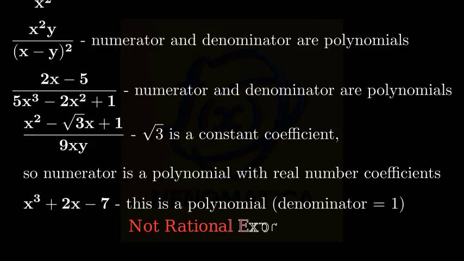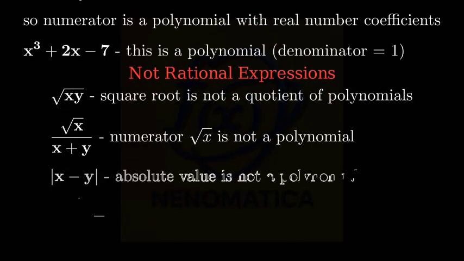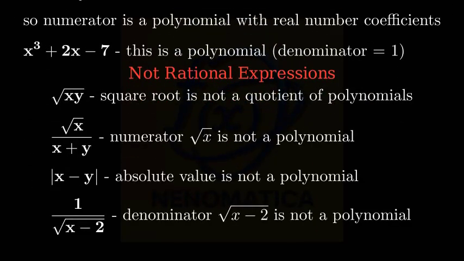The square root of x, y is not rational because it's not a quotient of polynomials. Square root of x over x plus y is not rational because the numerator square root of x is not a polynomial. The absolute value of x minus y is not rational because the absolute value function is not a polynomial. 1 over the square root of x minus 2 is not rational because the denominator square root of x minus 2 is not a polynomial.